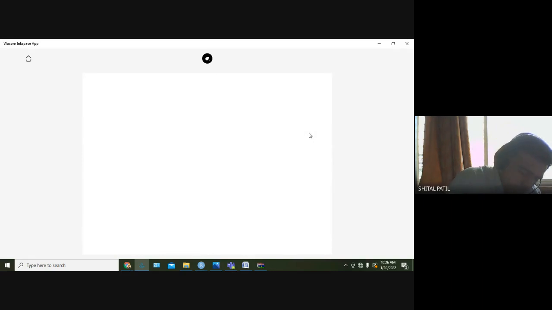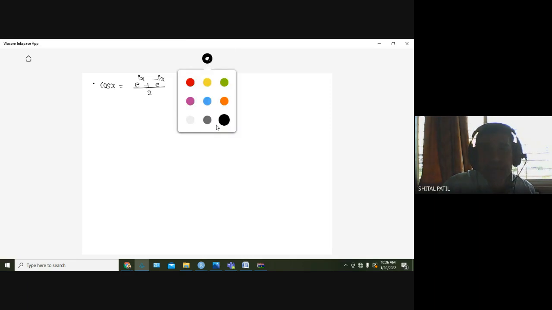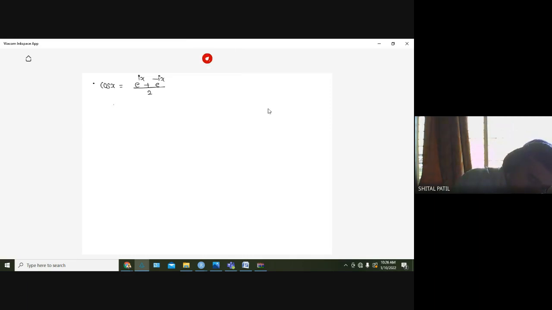Next, see what I am doing now. I am starting with the circular function cos x. What is cos x? e raised to ix plus e raised to minus ix divided by 2. It is not 2i. Now let me replace x by ix. So it is cos of ix, and that is equal to e raised to ix plus e raised to minus ix divided by 2.